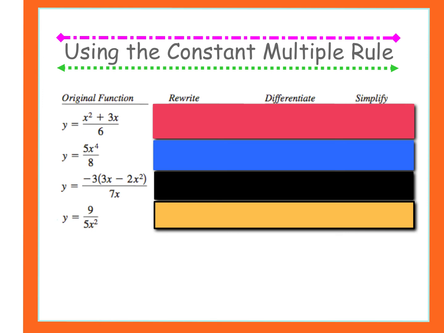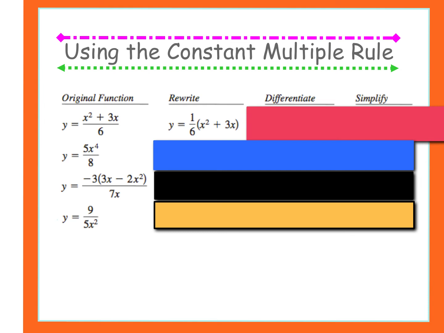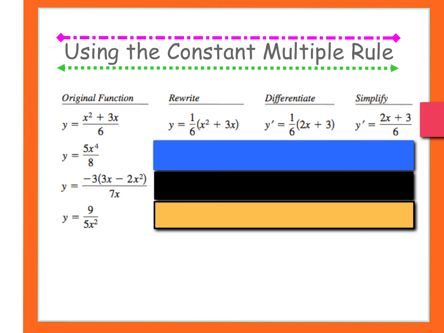I've got y is equal to x squared plus 3x over 6. Do you have to use the quotient rule on this? No, you definitely don't. What I would do is pull out a constant multiple. What would I pull out? A 1/6. So I would rewrite it like that, and then use my simple power rule. The derivative of x squared would be 2x, and the derivative of 3x would be 3. You see how easy that was without using the quotient rule?